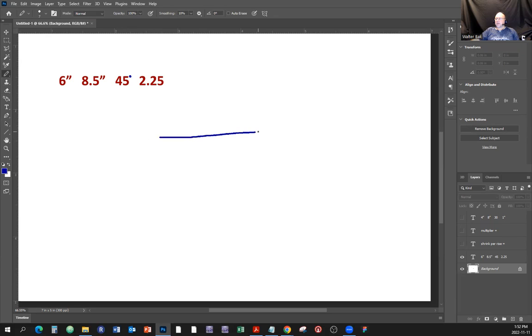So here's the pipe, here's the 45-degree angle, and we're continuing that. The height of the obstacle is 6 inches here. And the angle over here is 45 degrees. And it tells us that this length, the travel, is going to be 8.5 inches. And the pipe is going to shrink that way 2.25 inches.